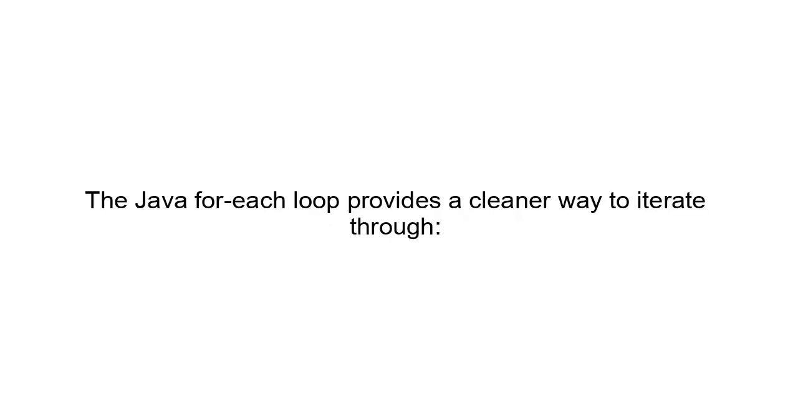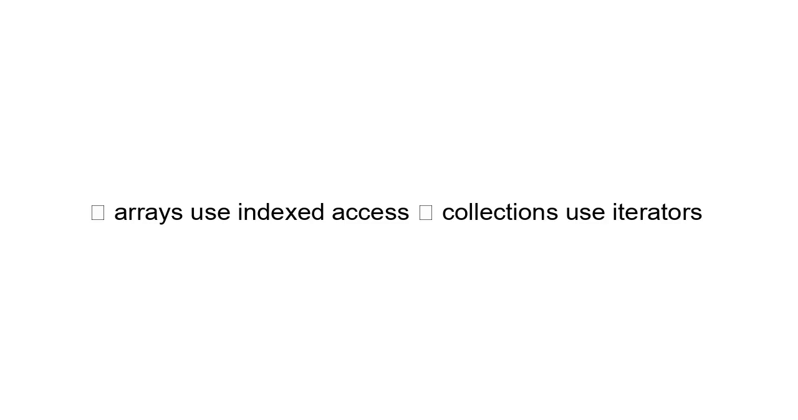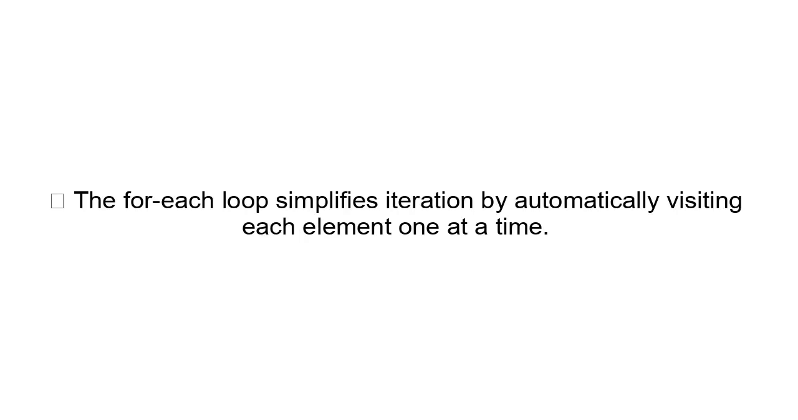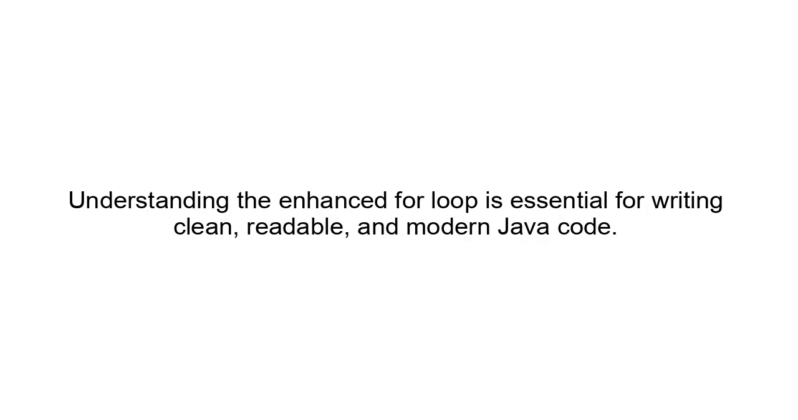Final summary. The Java for each loop provides a cleaner way to iterate through arrays, collections, and iterable objects. Example: for (String name : names) System.out.println(name); Internally, arrays use indexed access and collections use iterators. Key idea: the for each loop simplifies iteration by automatically visiting each element one at a time. Understanding the enhanced for loop is essential for writing clean, readable, and modern Java code.